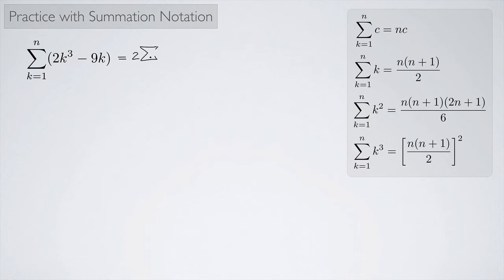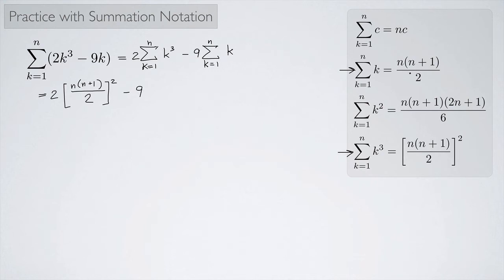So this is 2 times the sum from k equals 1 up to n, and that's going to be a k cubed, minus a 9 times the sum from k equals 1 up to n of k. And so now I have a k cubed and a k. So I'm going to use that, and I'm going to use that. Okay, so this is going to be 2 times, and now I have the sum of k cubed. That's this thing right here. So that's going to look like n times n plus 1 all over 2 squared minus 9.